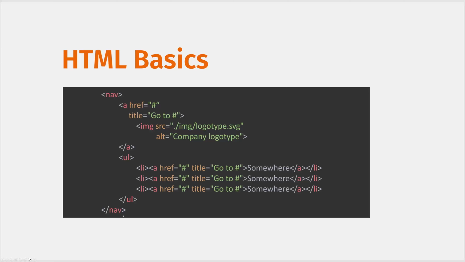There's something else. They're in a specific structure, you see? If you look really closely at this, you see the nav starts here and it ends down here, and everything is inside of it. The UL starts here and it ends here, and everything in between is inside of it. That's called nesting. And that's what HTML is about.